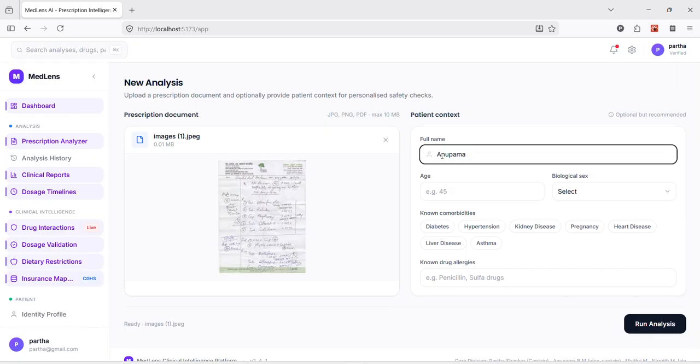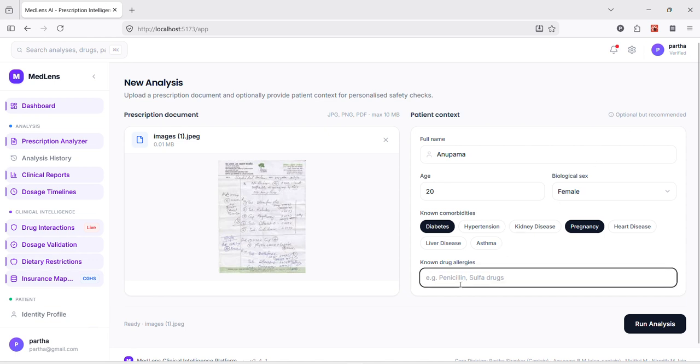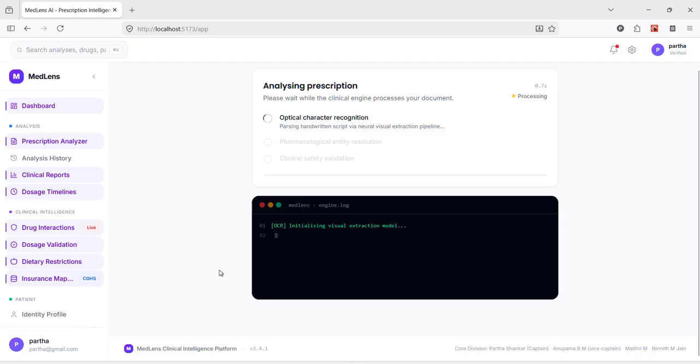So we give the patient's name along with age, and then we select the gender, and we can give any known conditions such as diabetes or pregnancy. All of this is optional but highly recommended for proper analysis. Any known allergies should be mentioned. Now run analysis. It takes about 40 seconds.